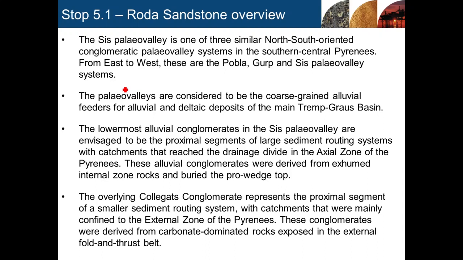The composition of the clasts that we see within the Oligocene conglomerates indicates that basically erosion was taking place in the axial zone. So we're seeing Carboniferous rocks, for example, metamorphic rocks, which are basically being exhumed, and the erosional products have then been transported through the paleo valley.